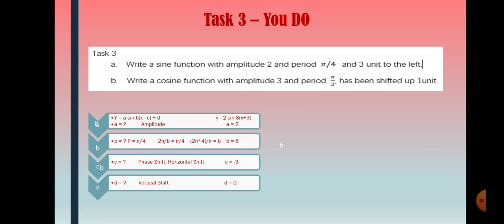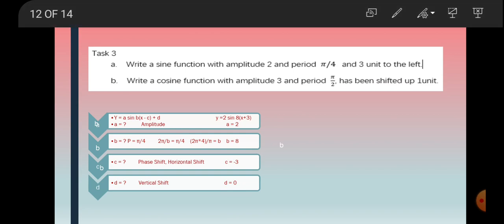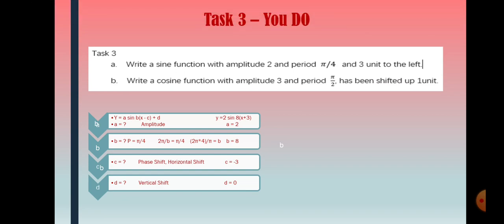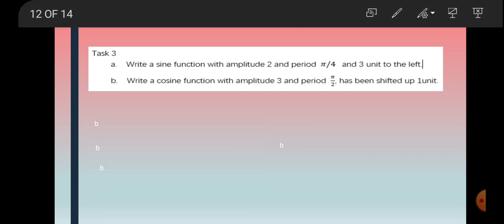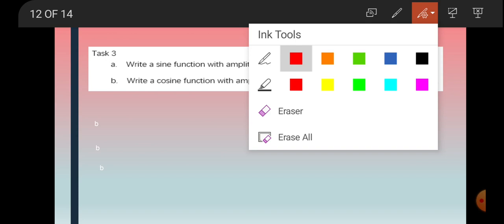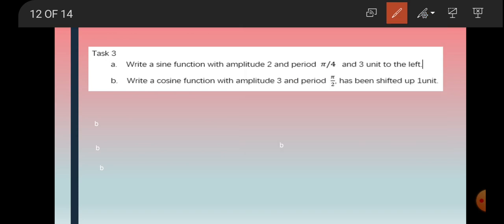One thing I need you to pay attention to is the wording here that says period, all right? This is very, very important. Period is pi over 4. Period is pi over 2. Remember, one period is 2 pi over b, okay? So it's 2 pi over b.